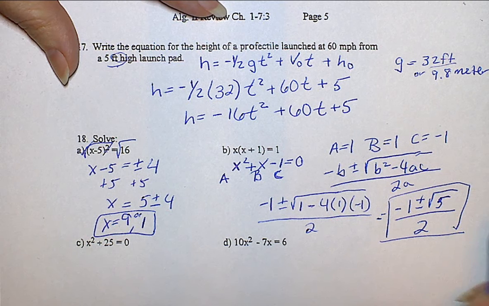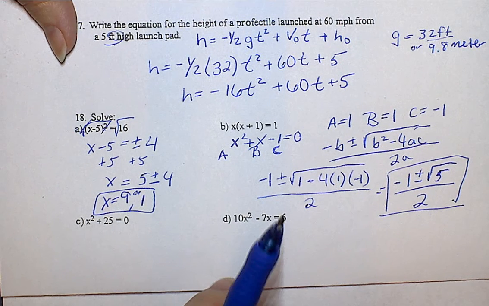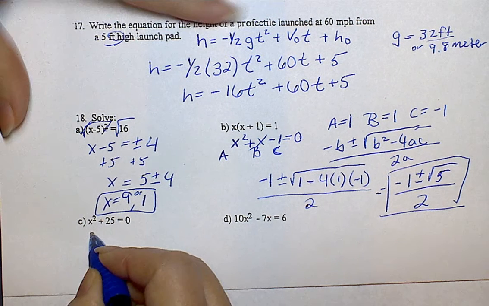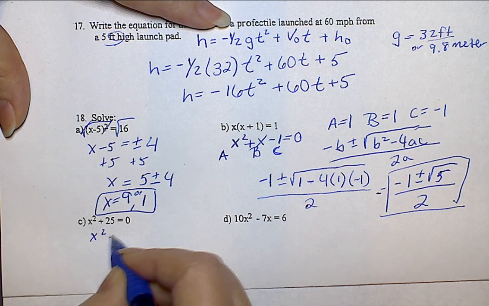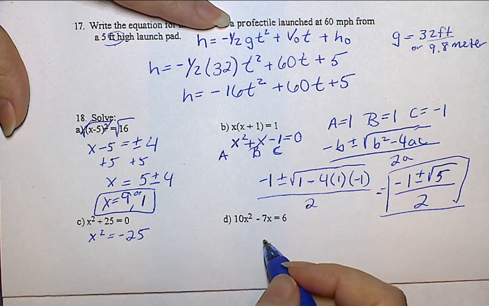Alright, on C, see how there's a square and there's no other x? What I do is I always bring the 25 to the other side. Yeah, you could use the quadratic, and then what would b be if we used the quadratic on this? B would be 0. That's right, b would be 0. So what I'm going to do, though, is I'm just going to bring 25 to the other side. So I have x squared is equal to negative 25. And then what do I have to do? Take the square root.